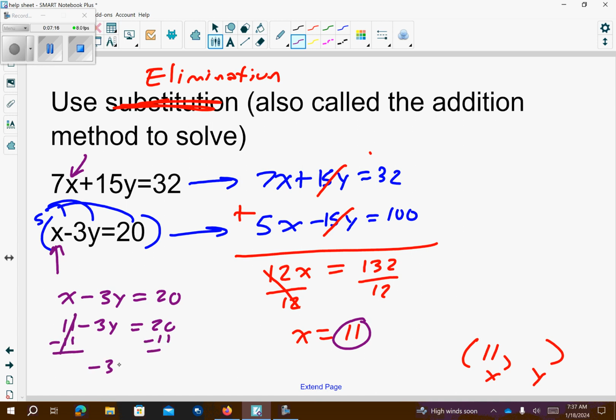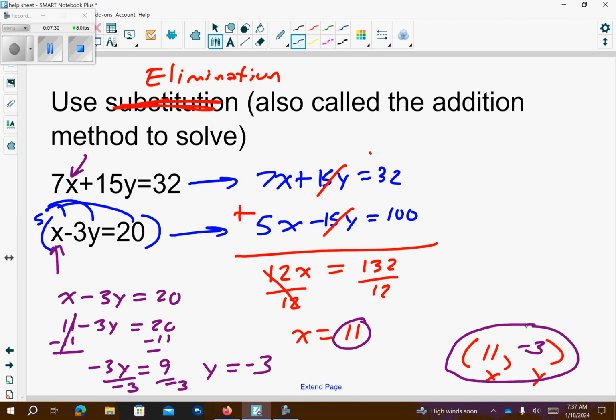Those cancel out, so I get negative 3y equals 20 minus 11, which is 9. Divide each side by negative 3. So we find that y equals 9 divided by negative 3, which is negative 3. And our answer is 11, comma, negative 3.